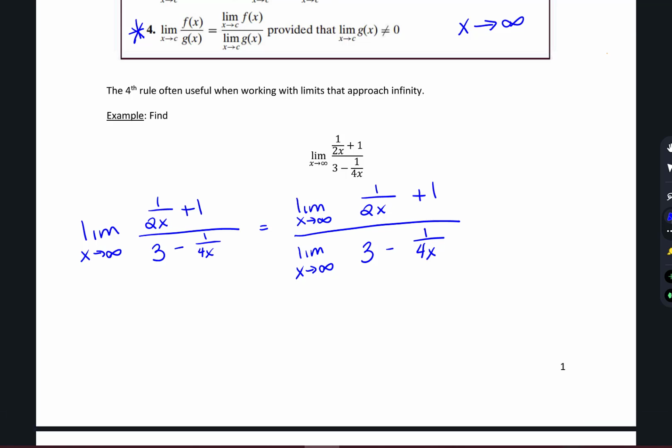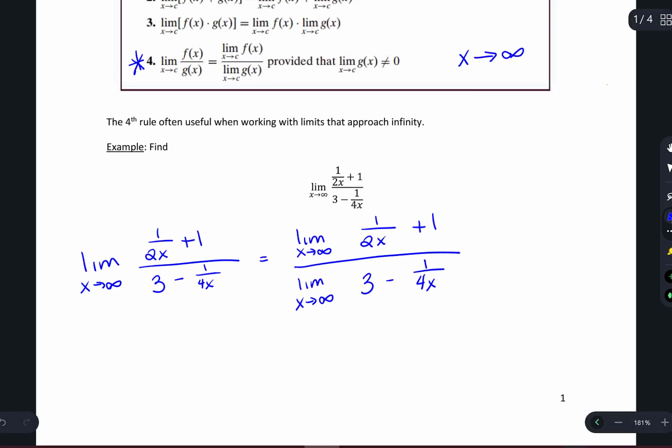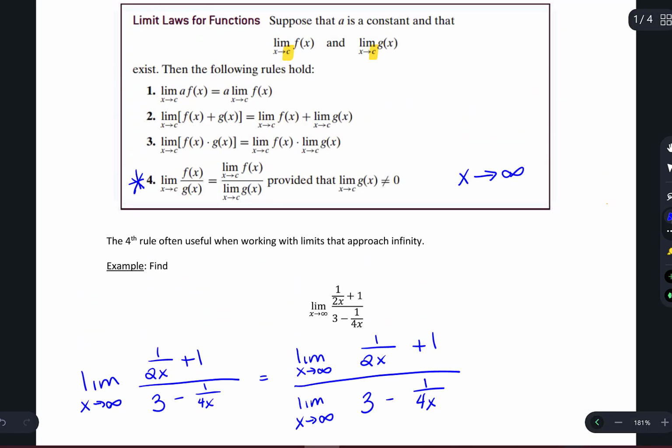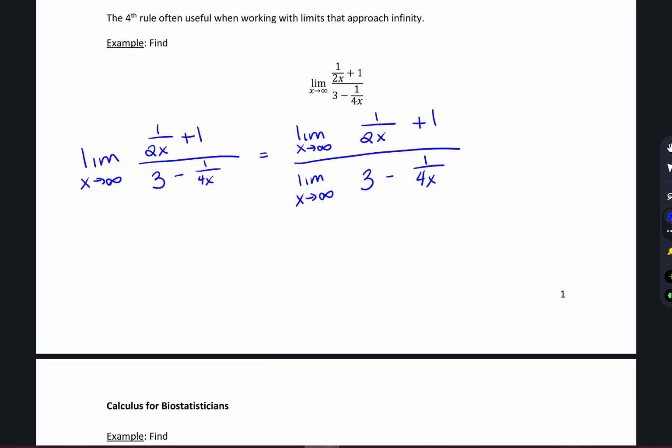Further, notice that in both the numerator and the denominator we have addition and subtraction. So we can apply rule number 2 to break that up and look at the limits individually. I will say that most of the time when people do these, they won't necessarily explicitly write out each of these steps, but I think it is good to see that they are coming from these limit laws or limit rules.